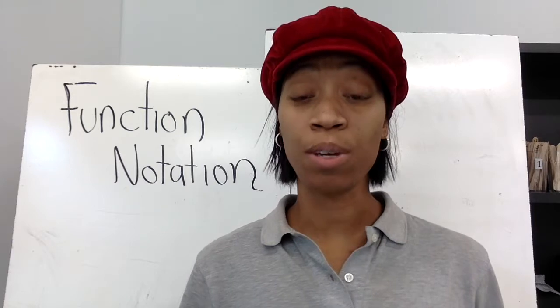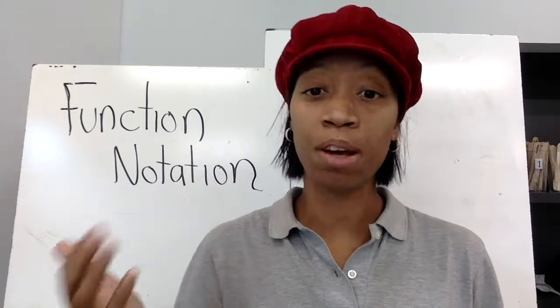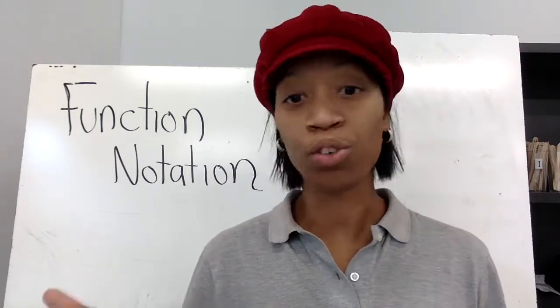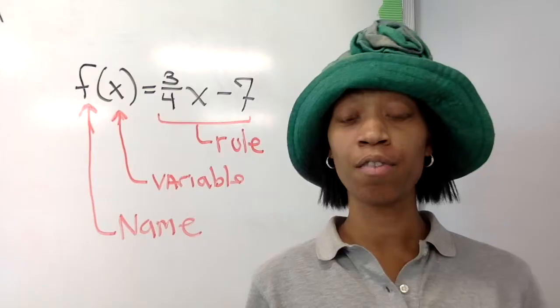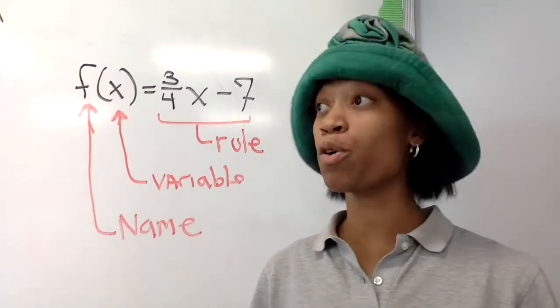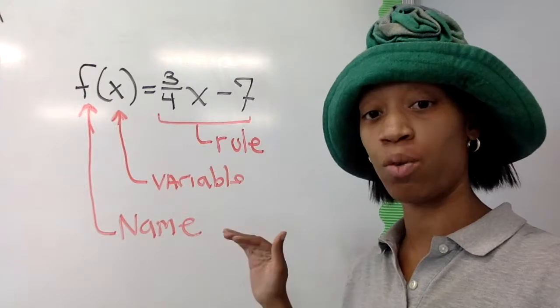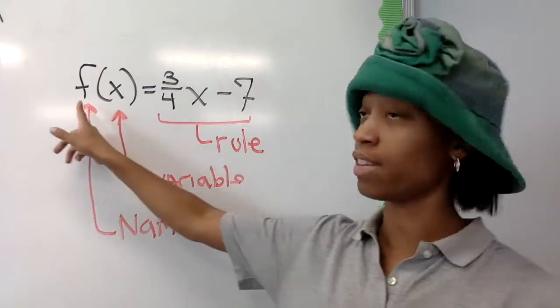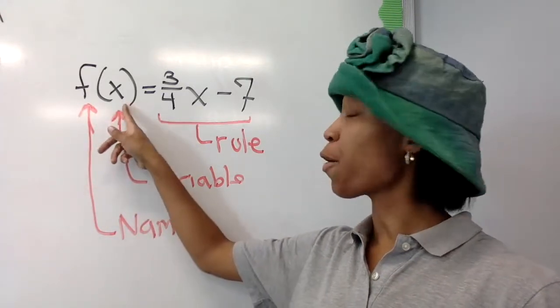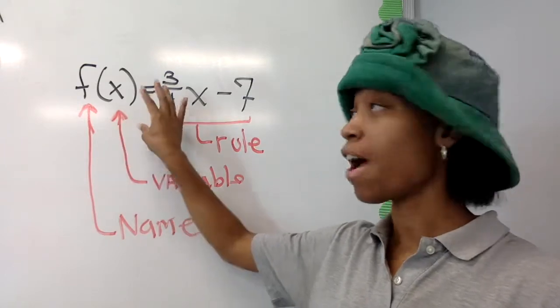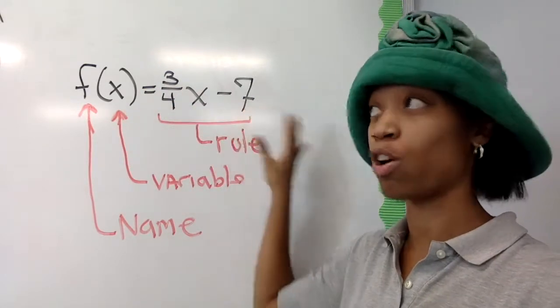But this video is called function notation, not just about functions. So why? Function notation is a special format for writing functions in equation form, where it uses the name of the function, the variable that the function will depend on, and then the rule of the function goes on the right-hand side.